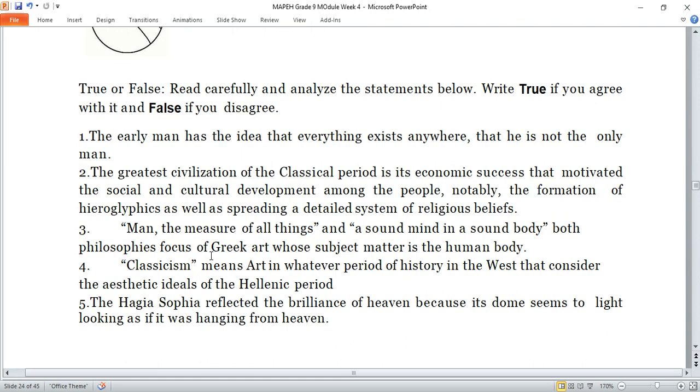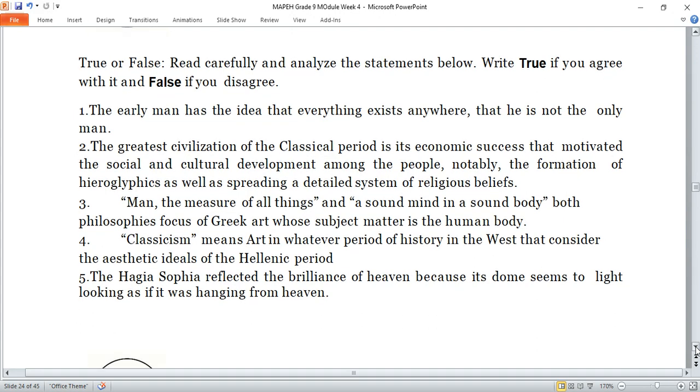What philosophy's focus of Greek art subject matter is the human body. True or false? Number 4, classicism means art in whatever period of history in the West that considers the aesthetic ideas of the Hellenic period. True or false? And number 5, the Hagia Sophia reflected the brilliance of heaven because its dome seems to light, looking as if it was hanging from the heaven. So that is the last statement.